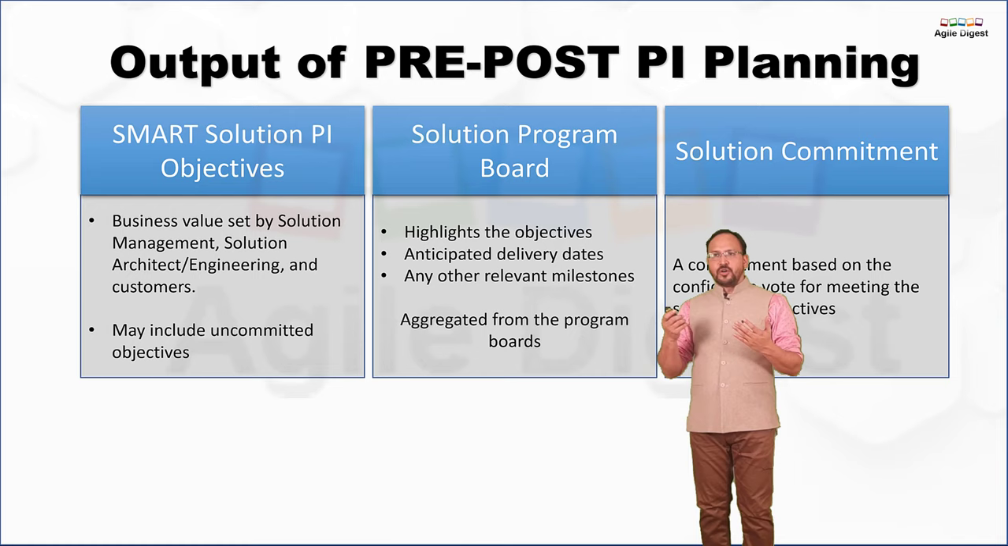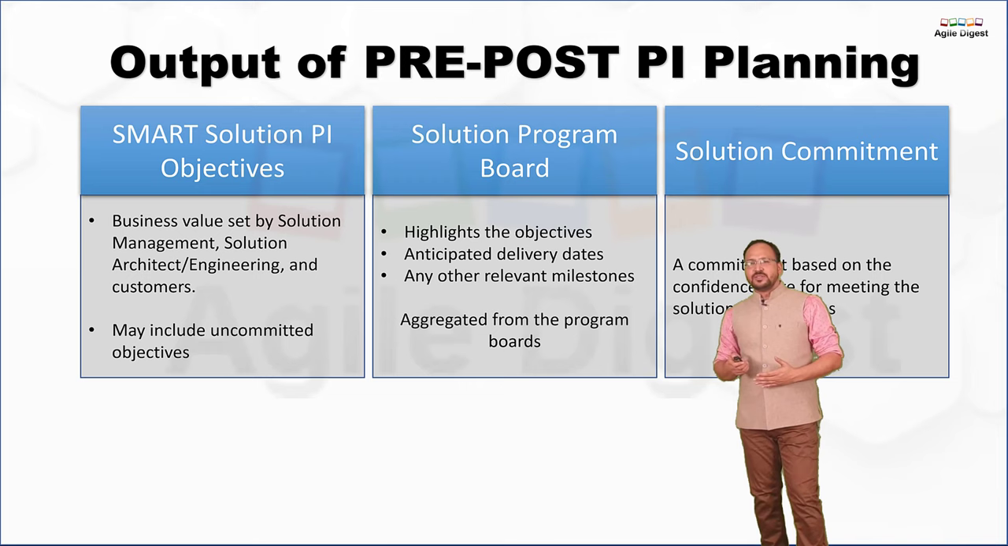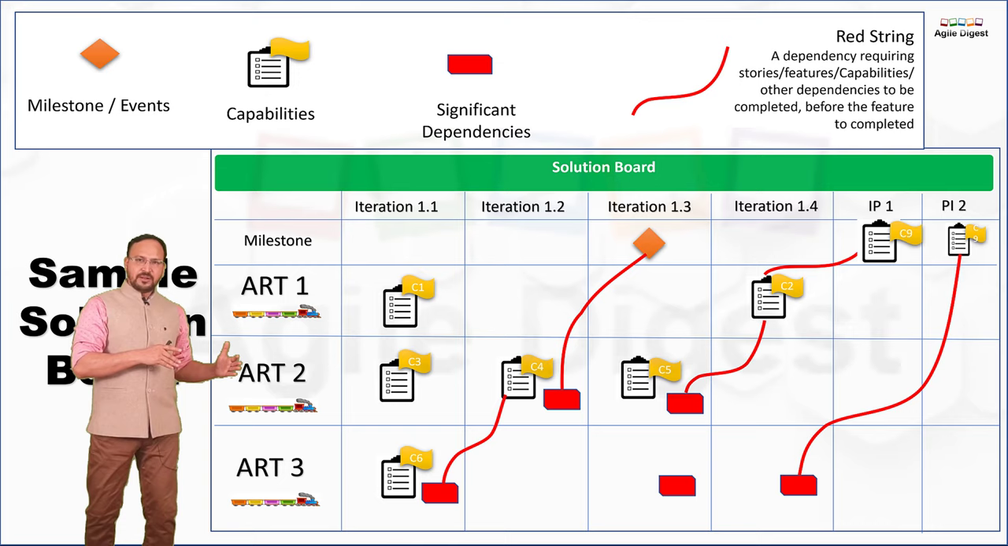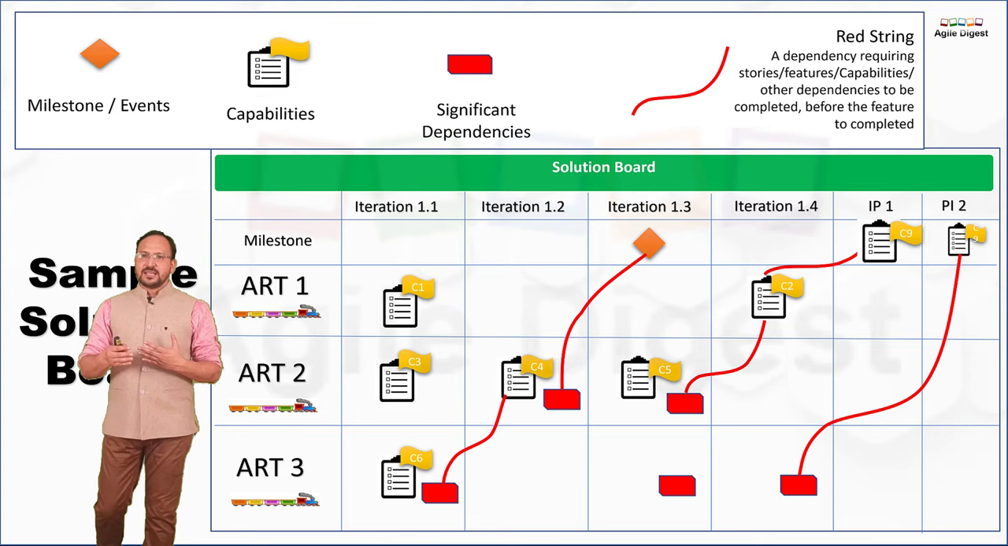Output of pre and post PI planning: smart solution PI objectives, I'm not going into the details. We'll talk about the solution program board and the solution commitment that you will be getting. If you want a quick look at the solution board, this is how it will look. We had a program board after PI planning at the program level for each ART. Over here, we have multiple ARTs: ART 1, ART 2, and ART 3. Each ART at the solution level has different capabilities and may have some enablers.